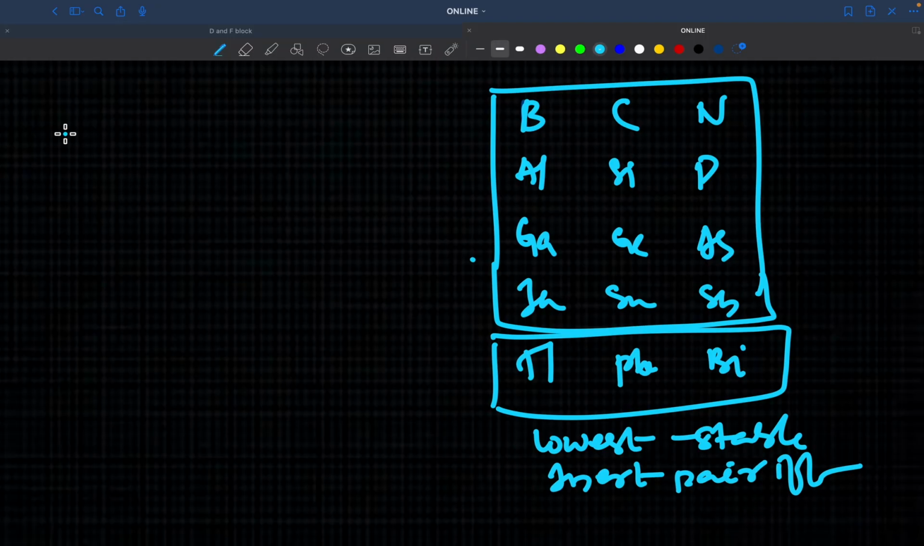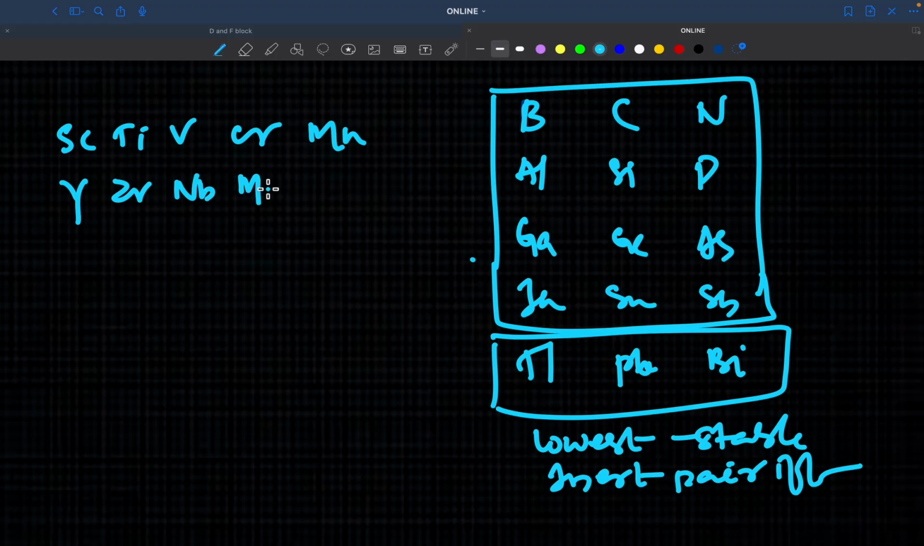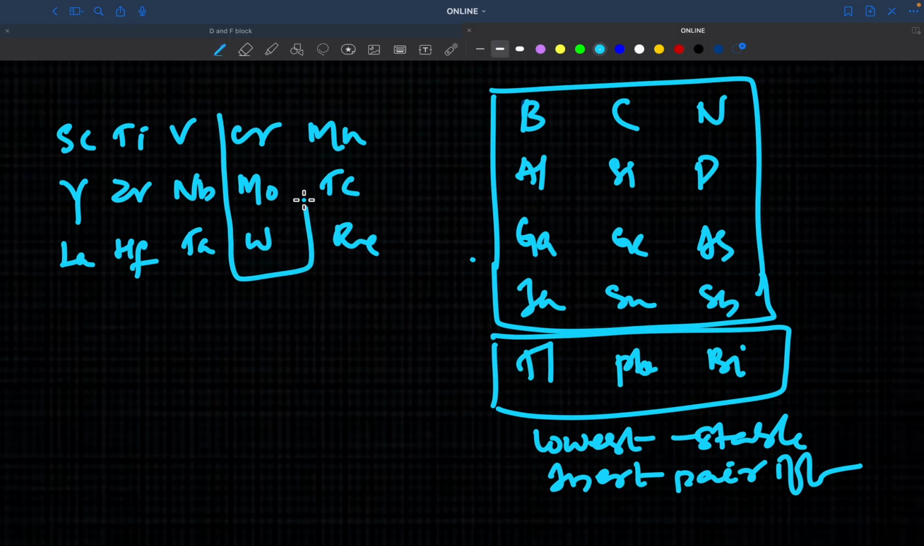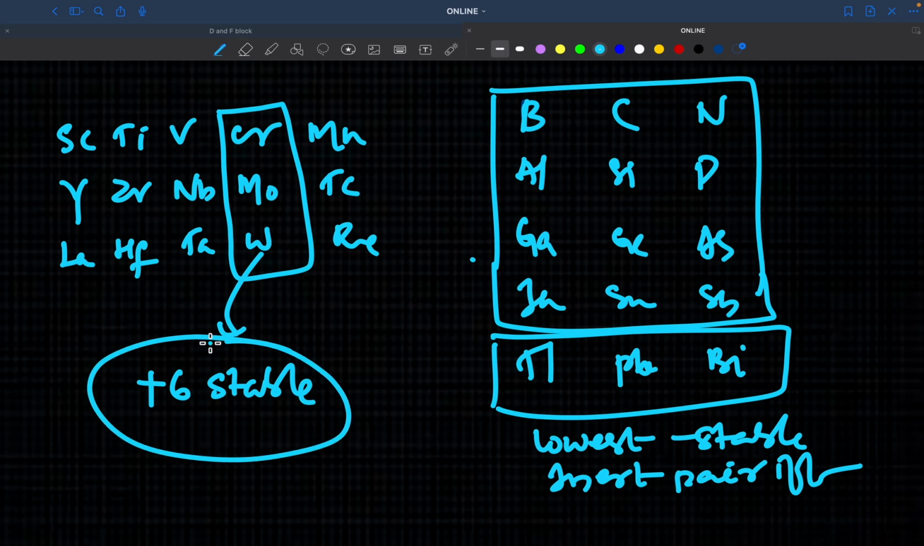But when it comes to this one, scandium, titanium, vanadium, chromium, manganese, right? The other ones are yttrium, zirconium, niobium, molybdenum, technetium, lanthanum, hafnium, tantalum, tungsten, rhenium. He explained about these three elements. Here the highest oxidation number, that is +6, is most stable. Tungsten, molybdenum ku +6 most stable.